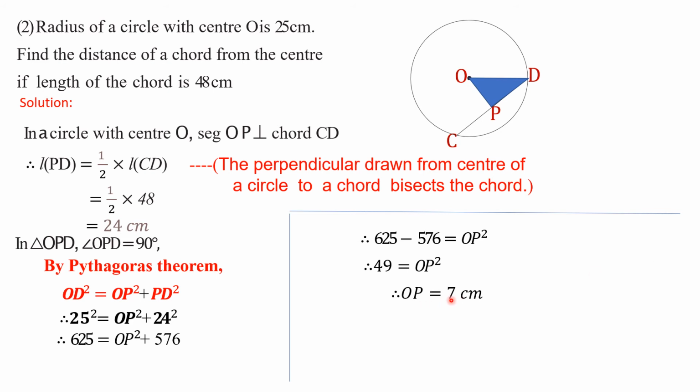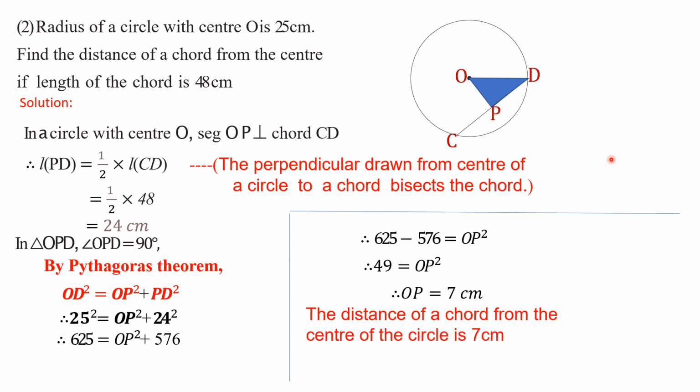What is OP? That is the distance of a chord from the center of a circle. So write down the distance of a chord from the center of the circle is 7 centimeter.